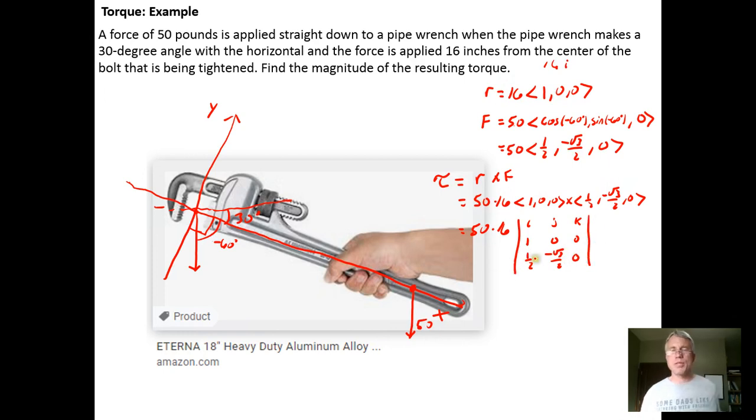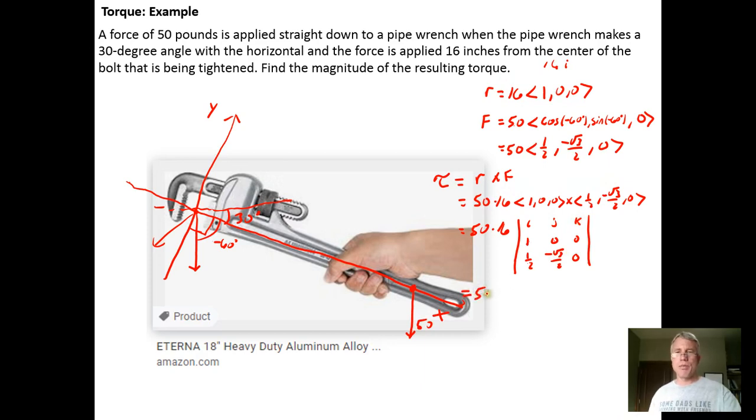And again, I expect the x and the y components of the torque vector to be 0 because the torque vector has to be perpendicular to the xy plane. So if you cross row 1, column 1 to get the i component, you're going to get 0 times 0 minus 0 times negative root 3, which is 0. Cross row 1, column 2 to get the minus j component, we're going to get 1 times 0 minus 0 times 1/2. And then we're going to wind up with a vector here.